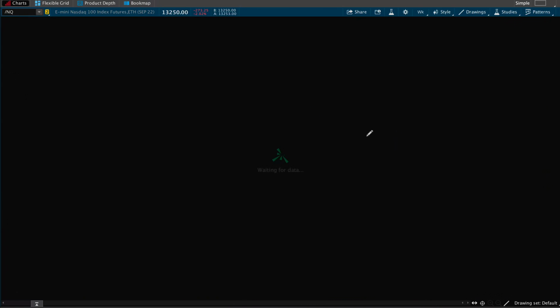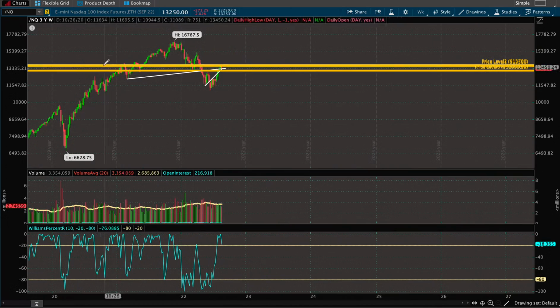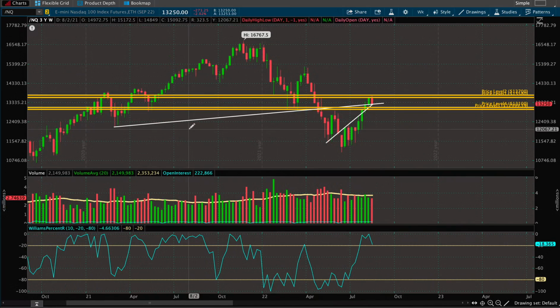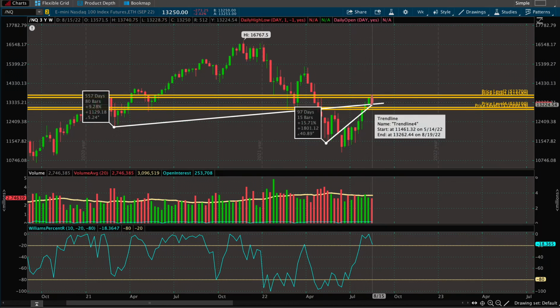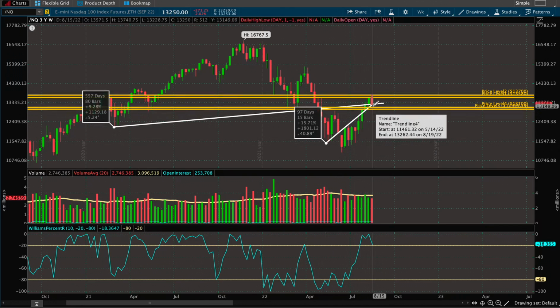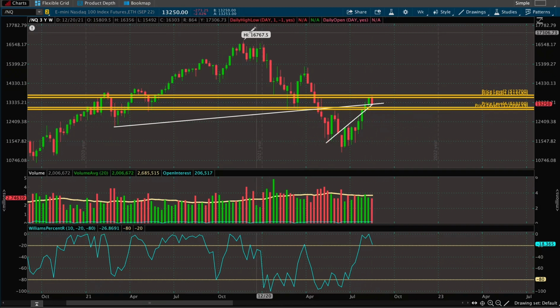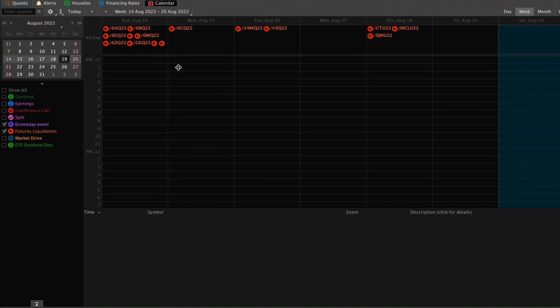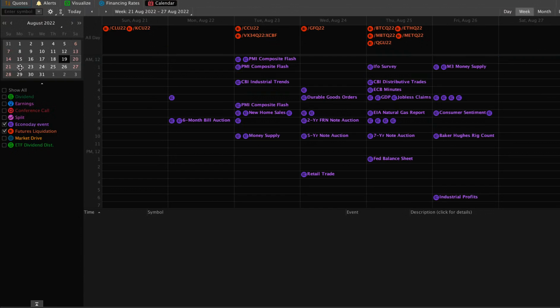If we go into the weekly, and I do some trend lines beforehand, so these are some trend lines that I've drawn. It is right at that support area of the trend line, and also another trend line on the weekly. So two trend lines are merging here. Now if we look at the calendar going into the 22nd, I don't see much happening in the calendar in economic events.